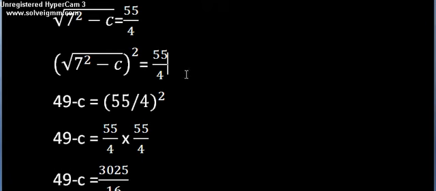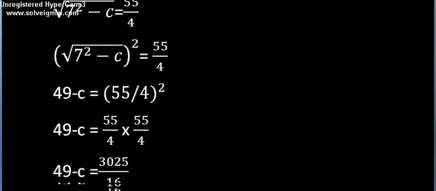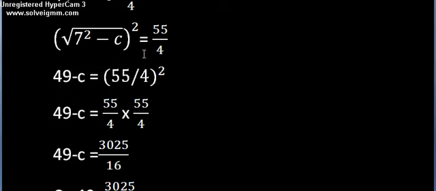There is some problem, I can't take the square here. After taking the square, it will become 49 minus c equals to (55 over 4) whole square. Okay, (55 over 4) whole square means 55 over 4 into 55 over 4. Then when you multiply 55 with 55, it will become 3025 over 16, and you will multiply 4 with 4 also.